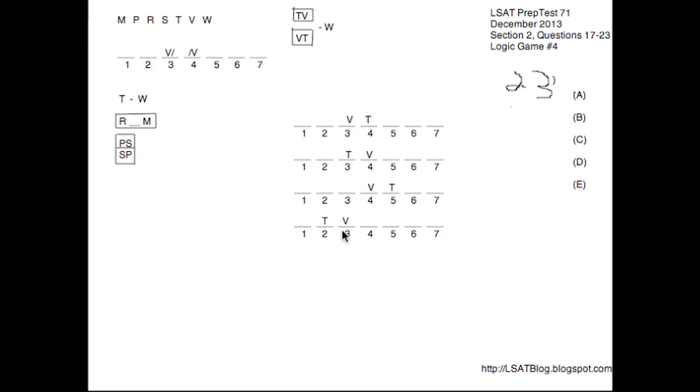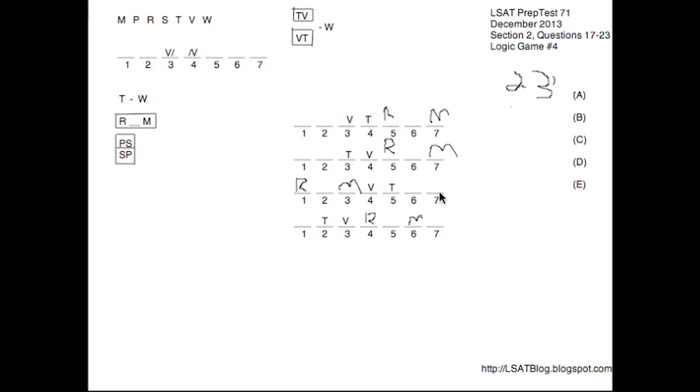Now, of course, we have to remember the other variables as well. So we're going to have to fit R space M in somewhere. We're going to need a section of 3 consecutive empty spaces to place them. So in the top 2 possibilities, that means we're going to have R on 5 and then M on 7, since that's the only place that those variables could possibly fit. In the third possibility, we'll have R on 1 and M on 3. And in the bottom possibility, it appears that we could have R on 4, M on 6, or R on 5, M on 7. So I'll just leave one of those 2 down here for now.